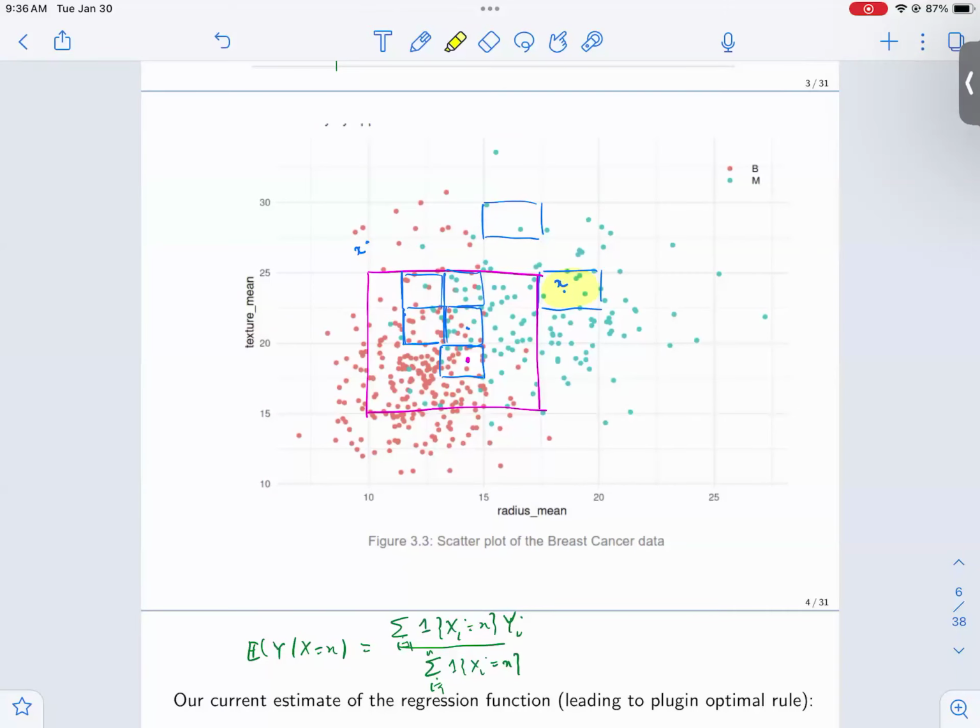Another example is k-nearest neighbors. Another example is where you have a Gaussian kernel. Another example is a box kernel, which is very similar to this, but not quite the same. So we're going to analyze this as a prototype, and it is hopefully going to give us a lot of intuition.